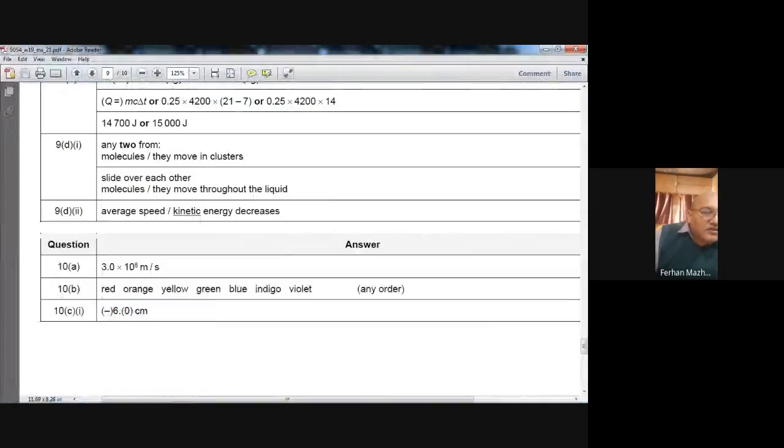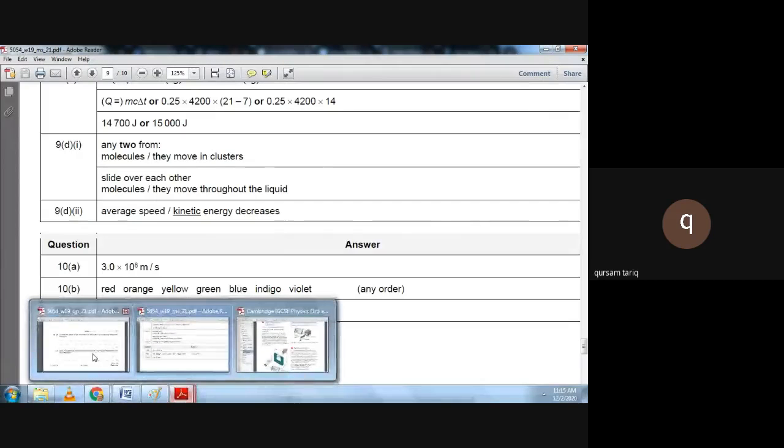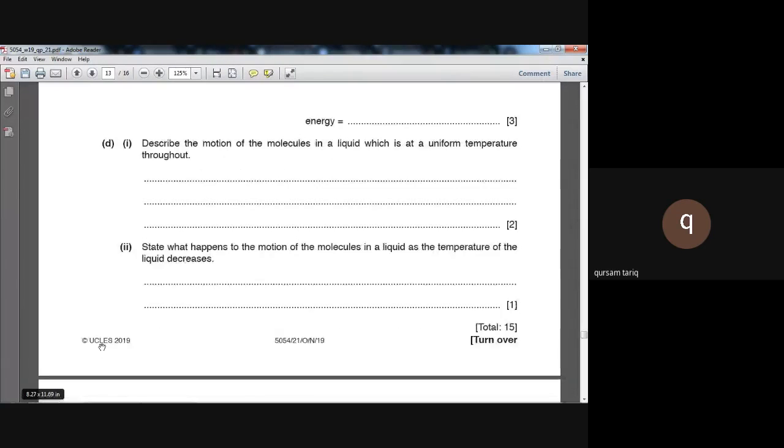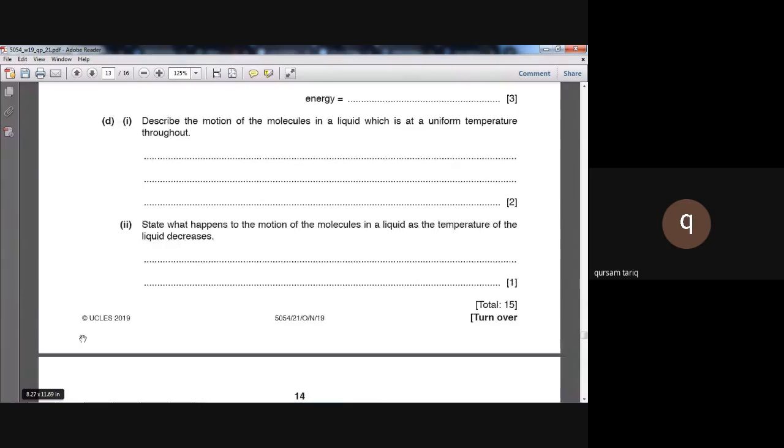I have written liquid will be moving randomly throughout the liquid. Its kinetic energy remains same. They move in clusters. They move throughout the liquid, they move randomly, they move past each other, they move in clusters. And you say liquid moves. Say molecules of the liquid. The opening sentence you wrote says that the liquid moves in this manner. Just say molecules of liquid move in this manner.